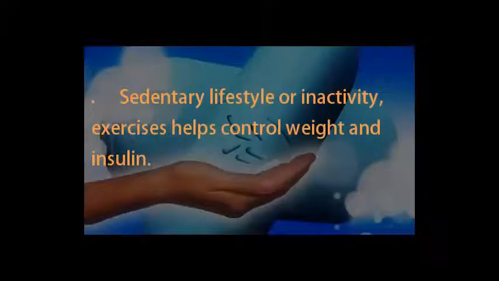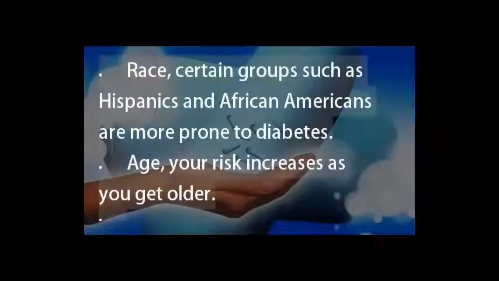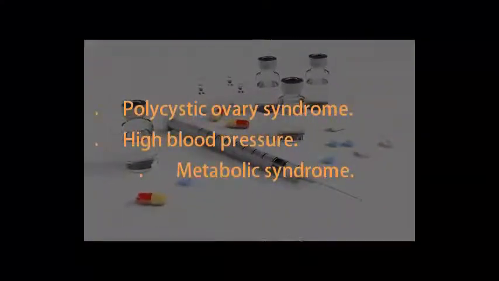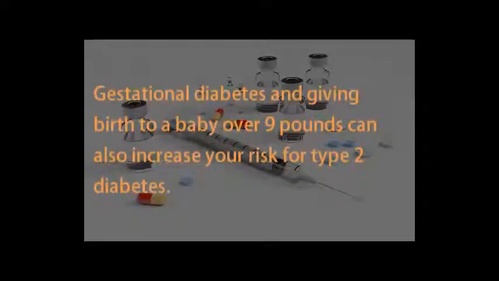Sedentary lifestyle or inactivity. Exercise helps control weight and insulin. Race. Certain groups such as Hispanics and African Americans are more prone to diabetes. Age. Your risk increases as you get older. Polycystic ovary syndrome. High blood pressure. Metabolic syndrome. Gestational diabetes and giving birth to a baby over 9 pounds can also increase your risk for type 2 diabetes.